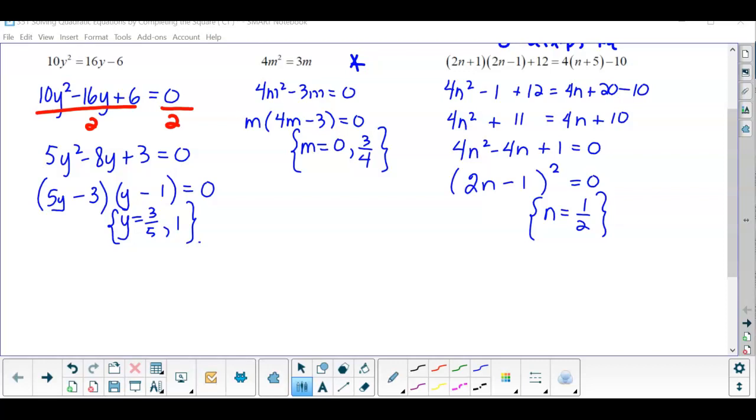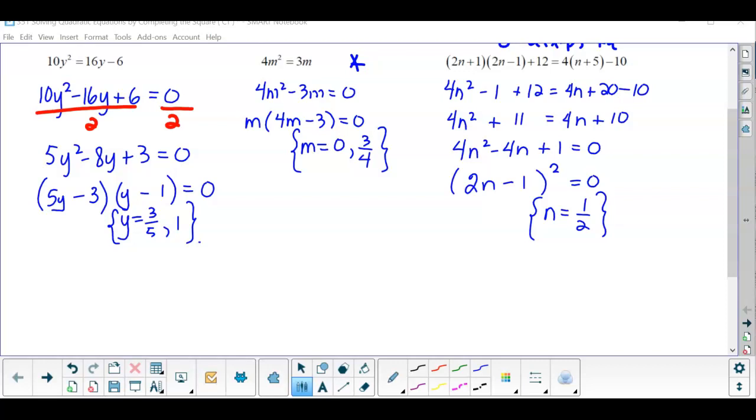Next one, the biggest thing is do not divide by m. Get one side equal to 0, just like all the other quadratics. This one, you've got to get rid of all the brackets and collect like terms to get one side equal to 0. It factors to a binomial squared, so there's just one solution, and n equals 1/2.